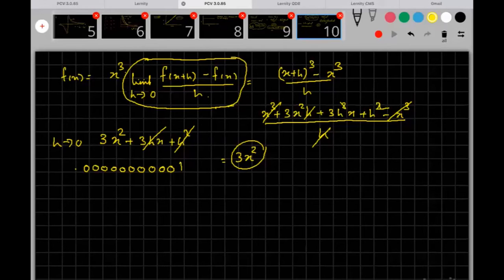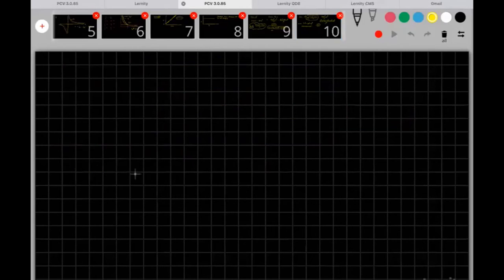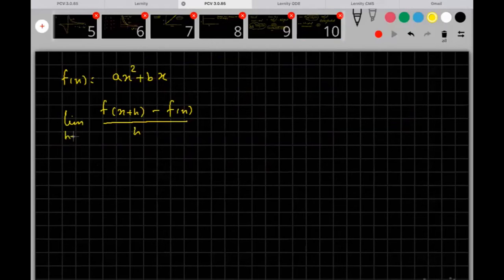If you have not understood it, I'll do one more question for you. Suppose I have f of x is equal to ax square plus bx. Now I am asking you to find out f of x plus h minus f of x by h, limit h tending to 0. So don't go by what this is, don't worry about it. All that they are saying is h is a very, very small number. How small a number? As small as you can imagine.